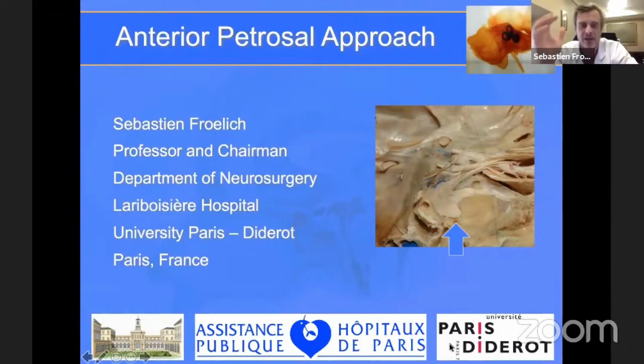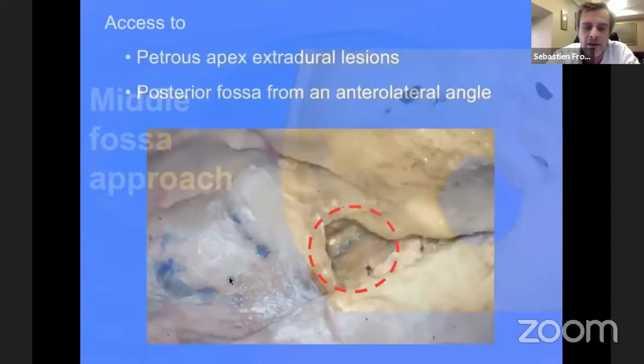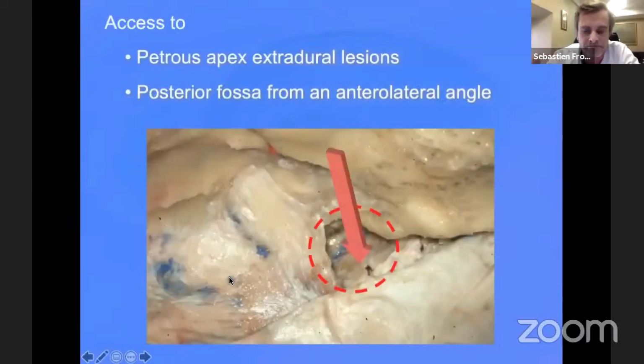Perfect. So, the subject of my talk is the anterior petrosal approach, focusing on the anatomy and the technical steps of this approach. As you all know, the anterior petrosal approach is a middle fossa approach. It's an extradural approach below the temporal lobe. Being extradural, you need to expose the petrous bone from above, and you drill through the petrous bone to have access to the posterior fossa dura.